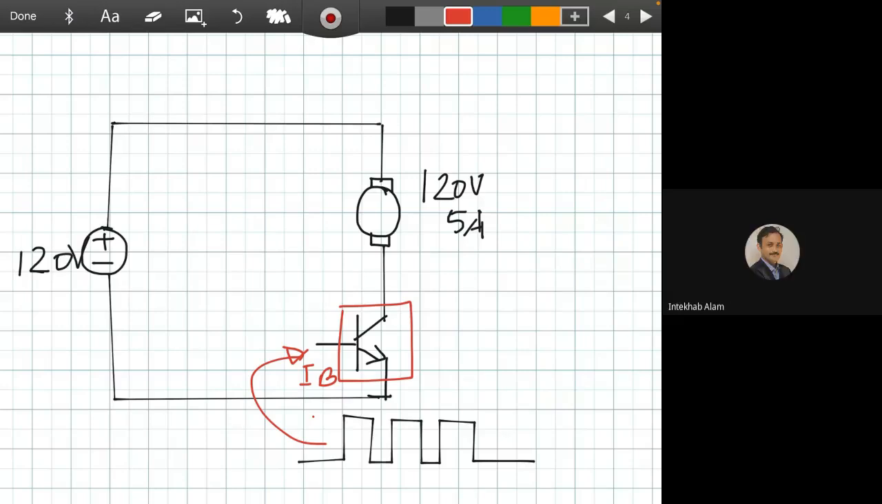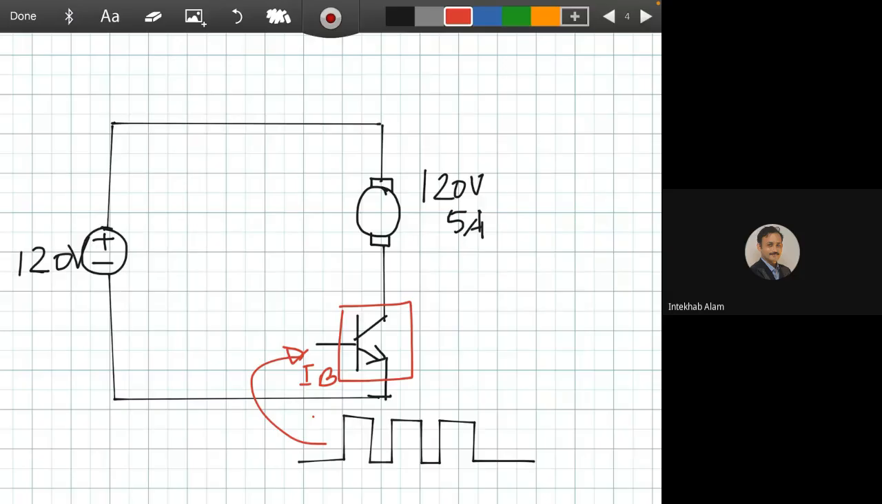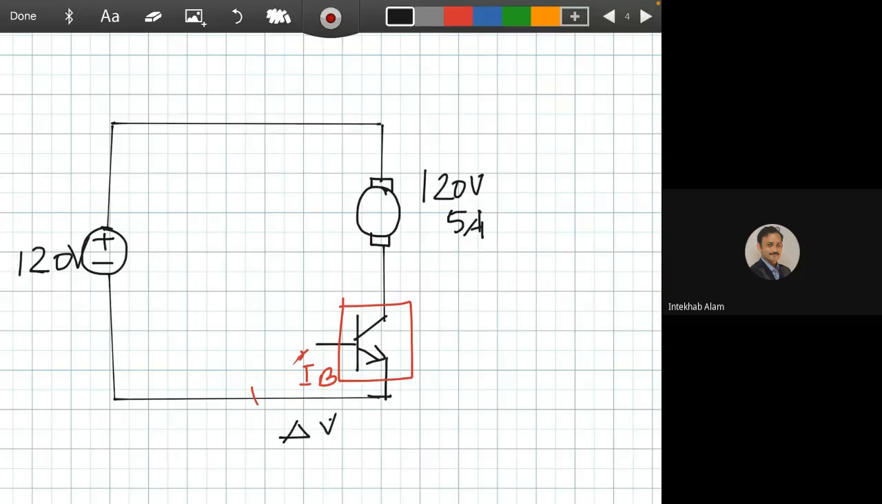So what will be the change of the voltage? Sir, 120 volt. Good. So we can consider dV as 120 volt. So we can consider del V equals 120 volt. Up to this point, do you have any question? If there is no question, we can move forward.